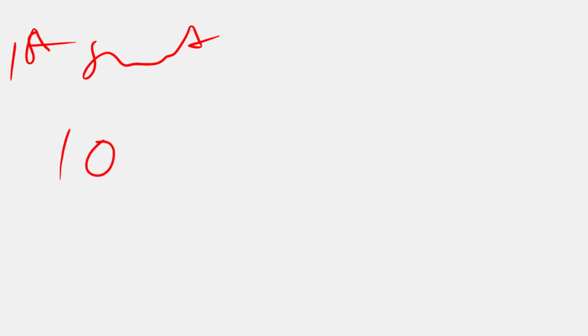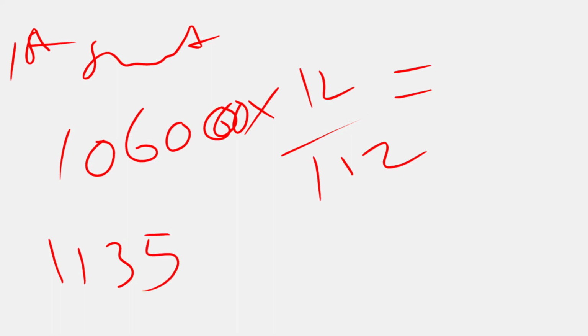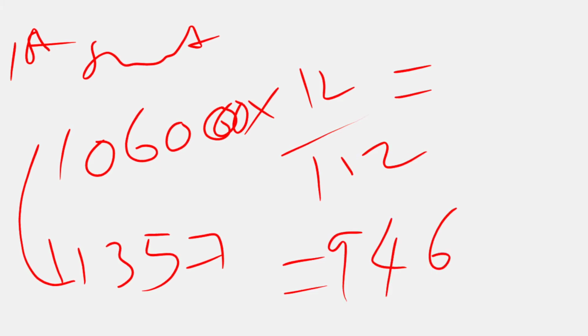So next, same again the first installment. First installment is 1,06,000. So 1,06,000 into 12 by 112. So that is equal to interest charged, 11,357. So now we will subtract it from this. We got 94,643. This is the cash price of the first installment, for the 4 years.